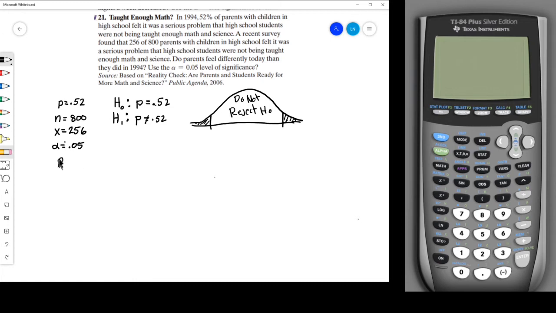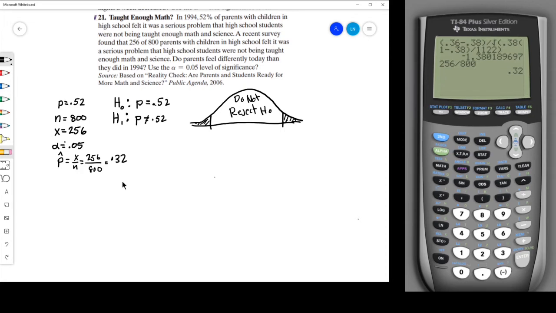Now I need to calculate p hat. We need to do p hat, which we saw before was x over n. So that's going to be 256 over 800. 256 over 800 is 0.32. Really? Wow, that's really low. 0.32. I didn't make a mistake there. I read that right.